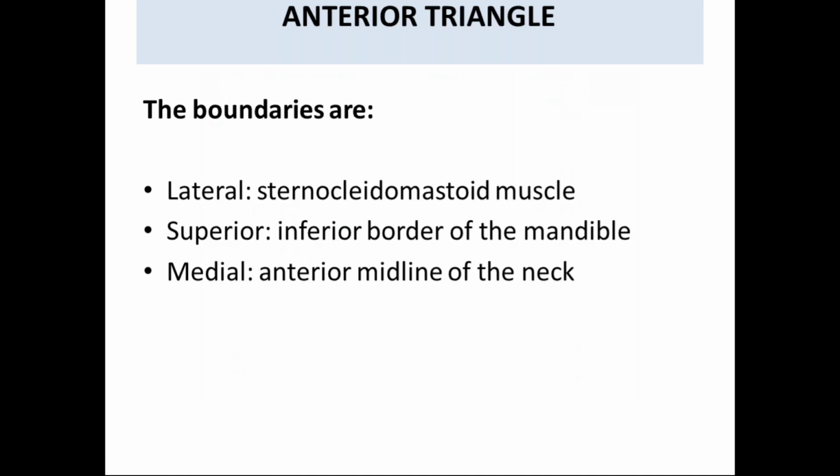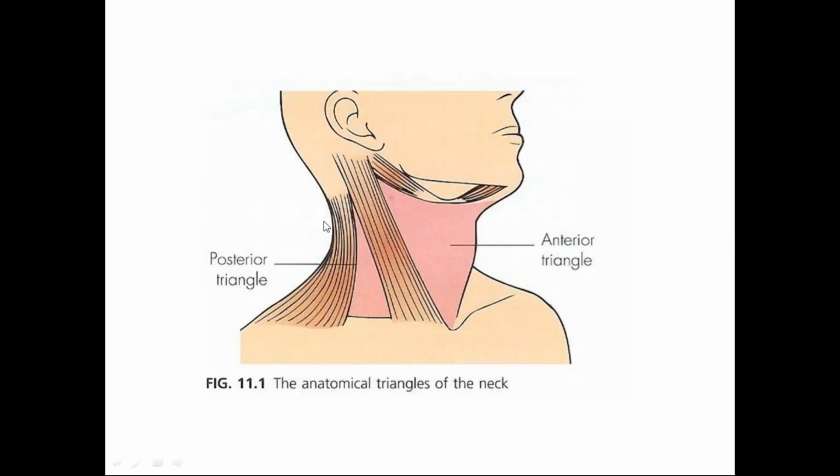Anterior triangle boundaries are laterally the anterior border of the sternocleidomastoid muscle, medially the midline, and superiorly the mandible. Next, the posterior triangle: medially the posterior border of the sternocleidomastoid, laterally the trapezius, inferiorly the clavicle.